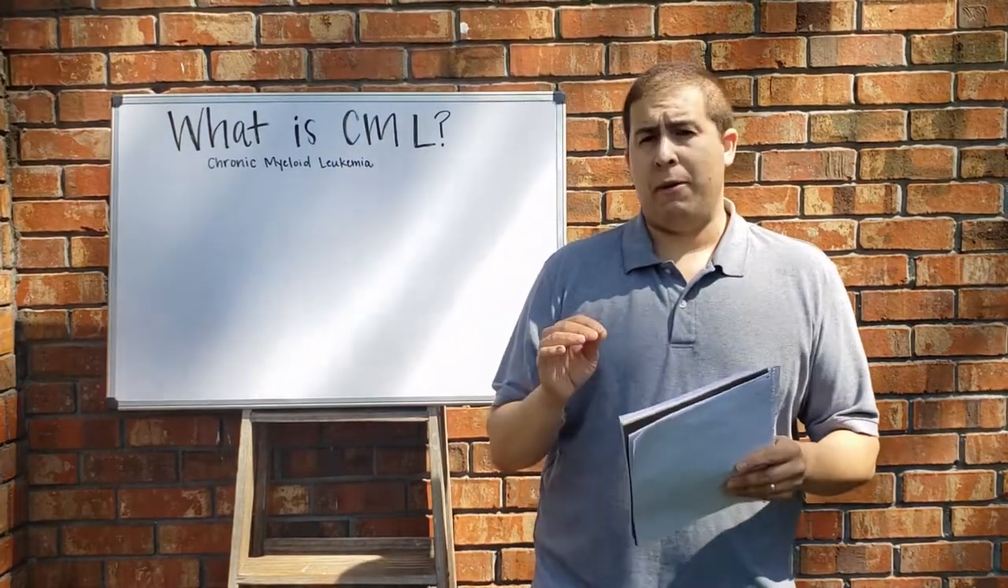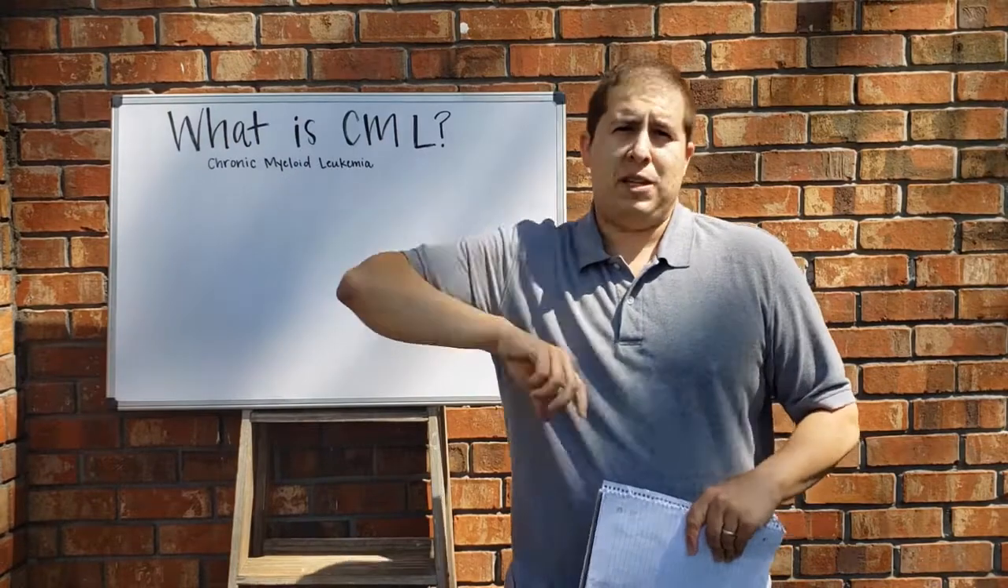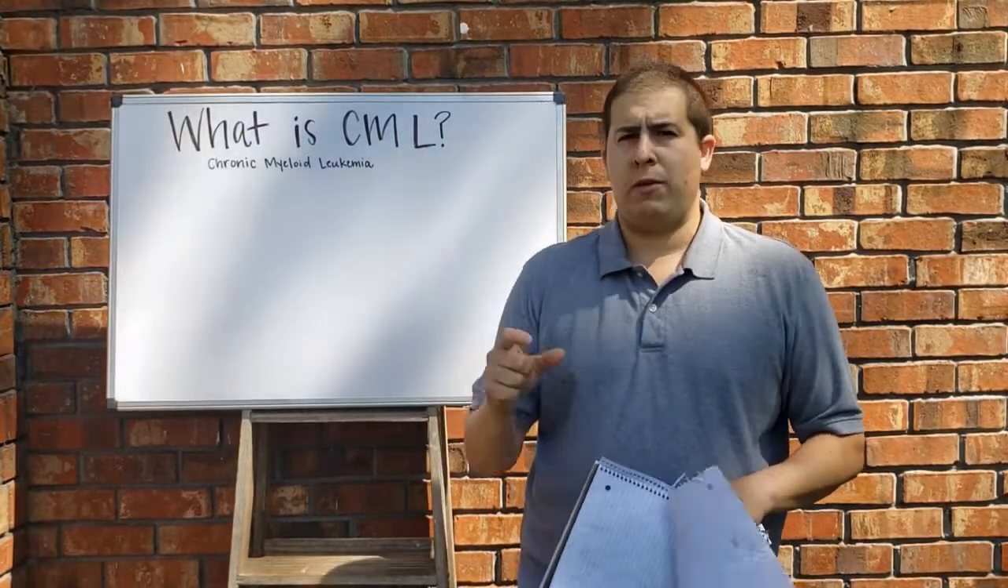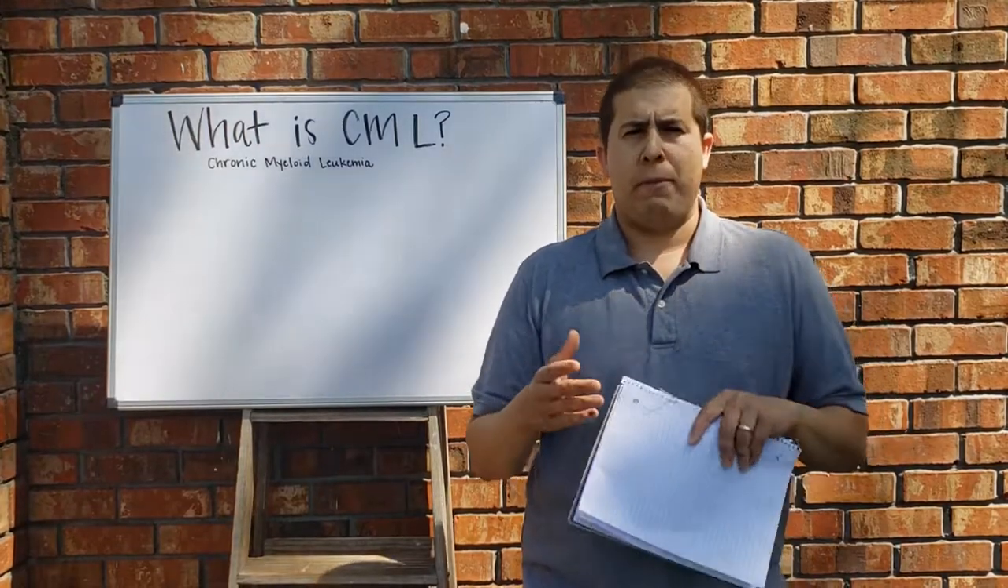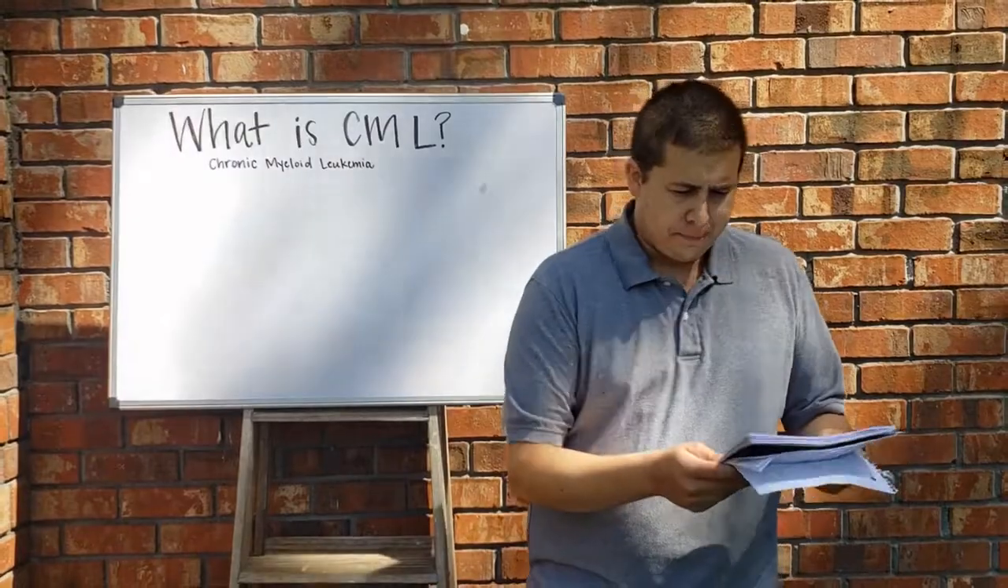And what the BCR-ABL protein does is it overrides that on and off switch, and it just flips it to on. So basically it causes continuous cell division within the white blood cells, and it causes the white blood cells to proliferate throughout the body and overwhelm the body's natural systems.